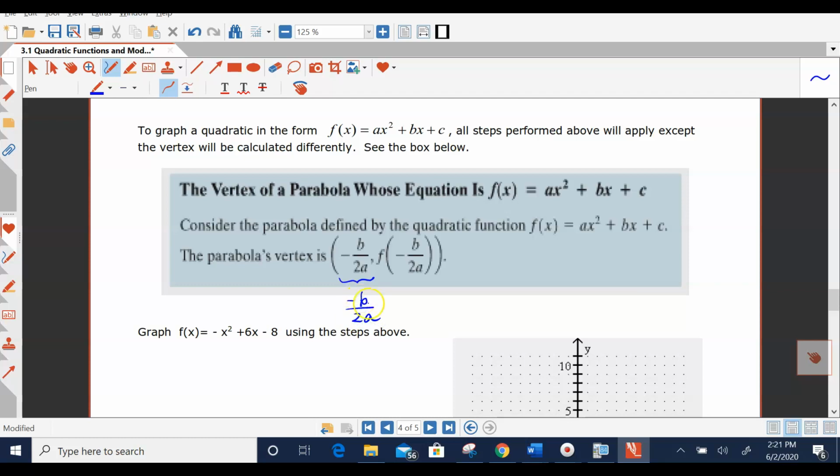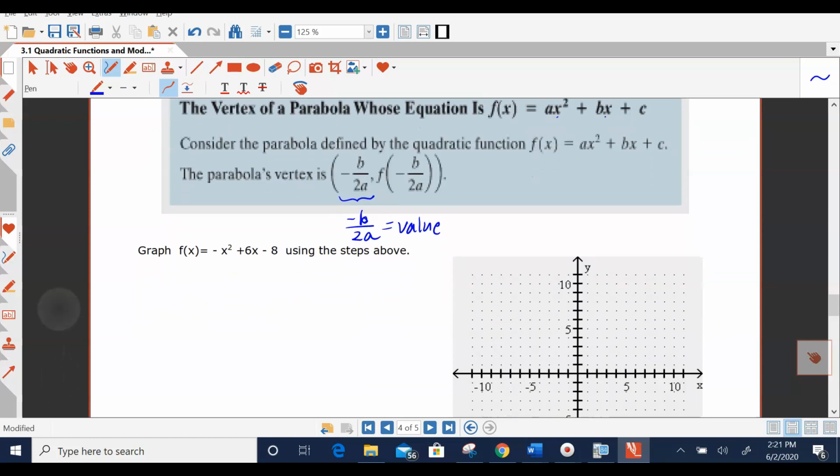So to find the vertex, I'm going to get my value of b from my equation and take the opposite of it, negative b, and divide it by 2 times a, which is the initial coefficient on the x squared. Once I find this value, I'm just going to plug it back in place for x to find the y value. So negative b over 2a, find it, plug it in, and find the y value. And that's how we'll find the vertex for quadratics in this format.